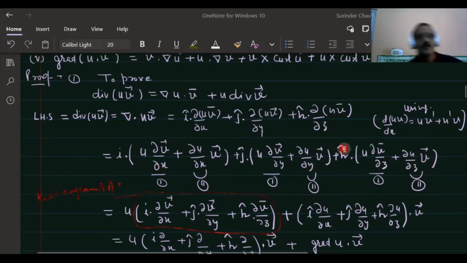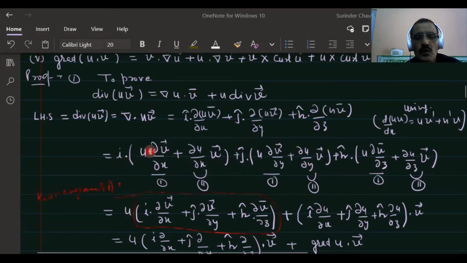Now we'll arrange the terms. Like terms are the terms which contain the derivative of v vector. This term, this term, and this term. So after rearrangement, the first term is this first term. So u comes out to be common from this. You just get one function.